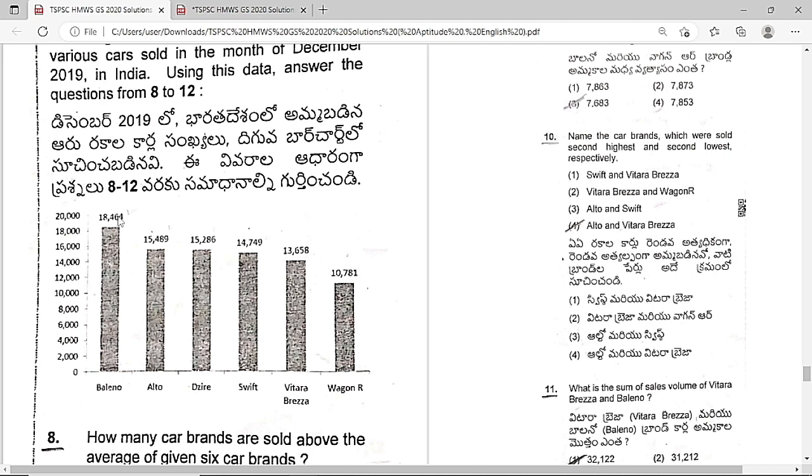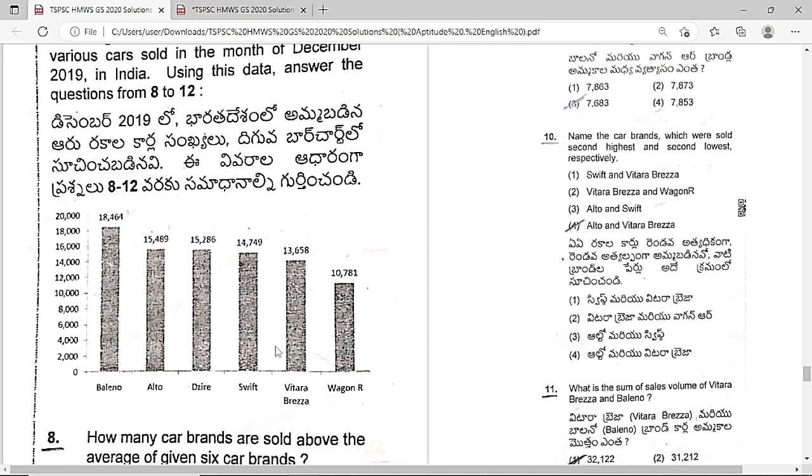See, 18,464 cars are sold by the Baleno in the month of December. Similarly, for Alto, the sale is 15,489. For Desire, the volume of sale is 15,286. For Swift, the volume of sale is 14,749. For Vitara Brezza, the volume of sale is 13,658. For Wagon R, the volume of sale is 10,781.